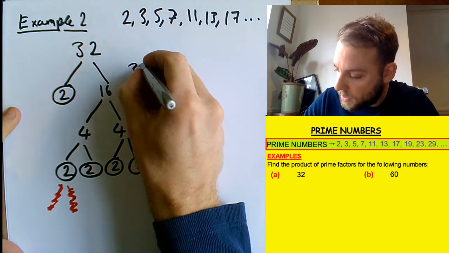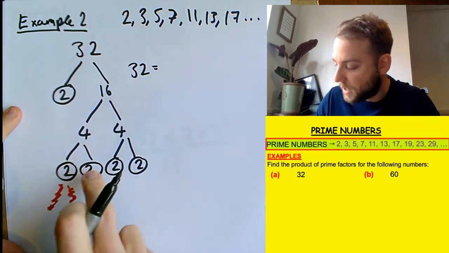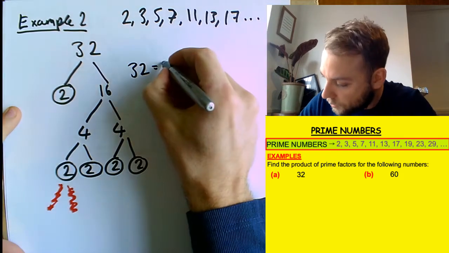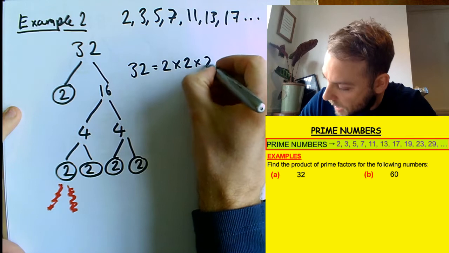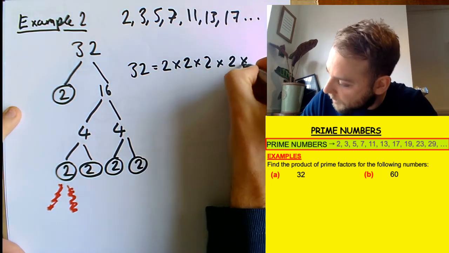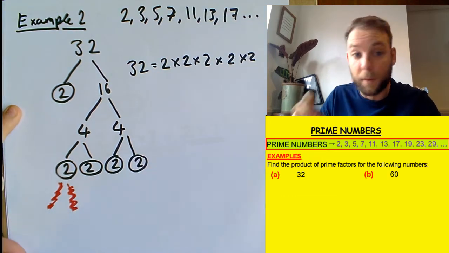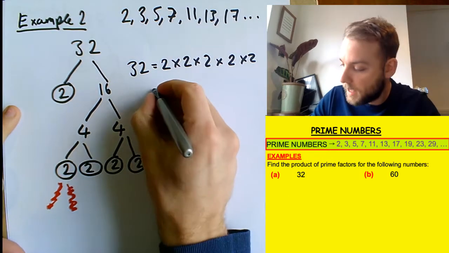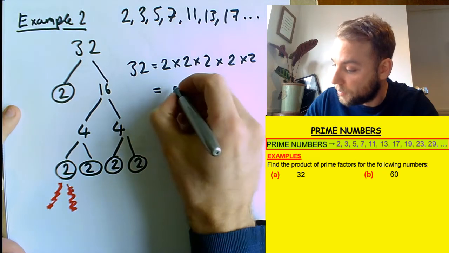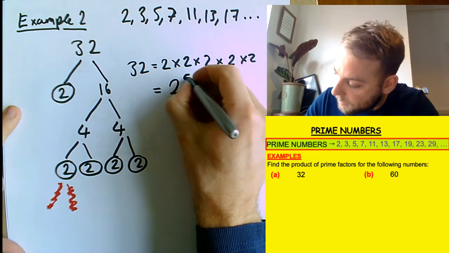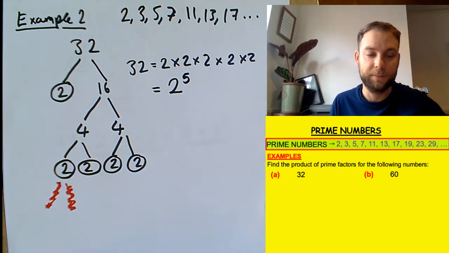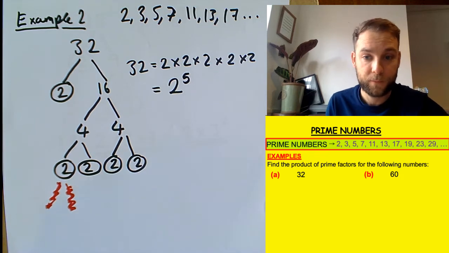Well, 32 is equal to 2 times 2 times 2 times 2 times 2. That's 1, 2, 3, 4, 5. Remember, it's times in the middle there. And 2 times 2 times 2 times 2 times 2 is the same as saying 2 to the power of 5. And that's that question done.